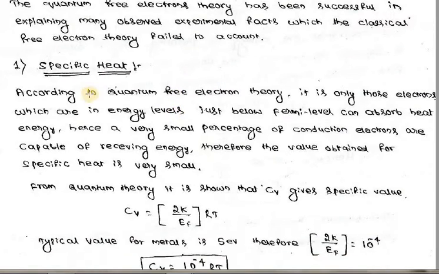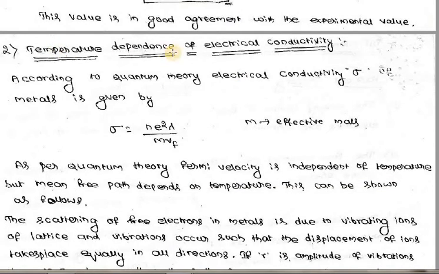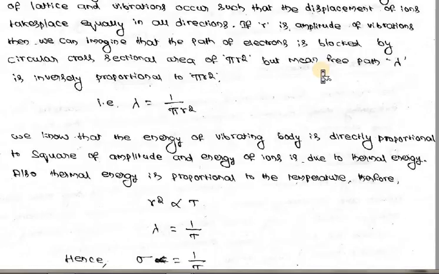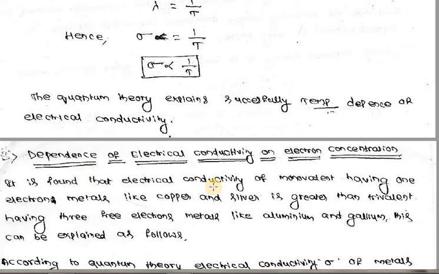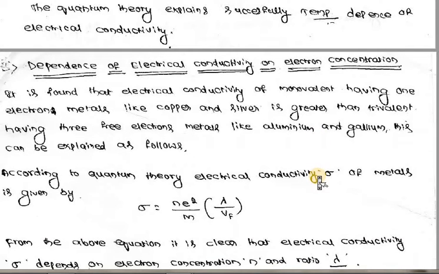So the first case we are discussing is specific heat, the second case is temperature dependence of electrical conductivity, and the last one is dependence of electrical conductivity on electron concentration. First we should know the electrical conductivity expression that is given by the quantum free electron theory.